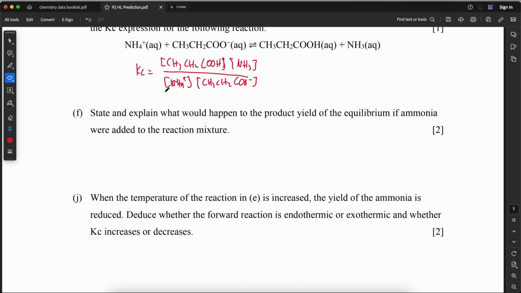the reaction mixture. The equilibrium, or the reaction, shifts to the left, the yield decreases, because when ammonia is added, it will react more with propanoic acid to form more reactant. Therefore, the equilibrium will shift to the left.